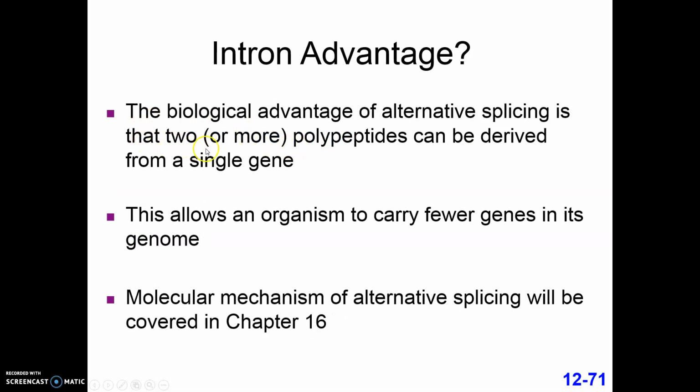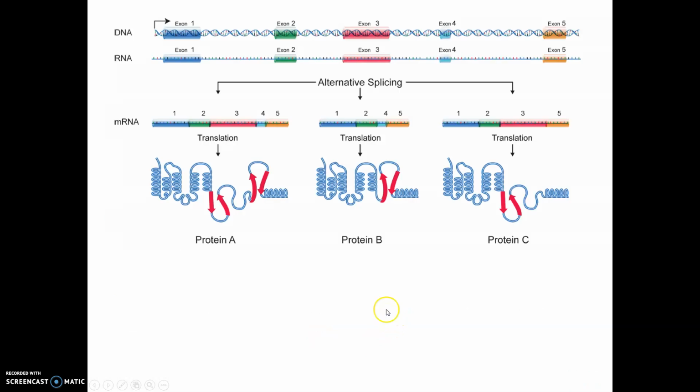So the fact that you can get two or in fact more polypeptides out of a single gene is good conservation of energy and keeping the genome as small as possible. We will talk in detail about how the mechanism of splicing works, but let's take a look at an example here. This is just a hypothetical example.